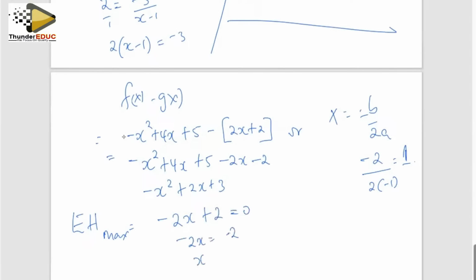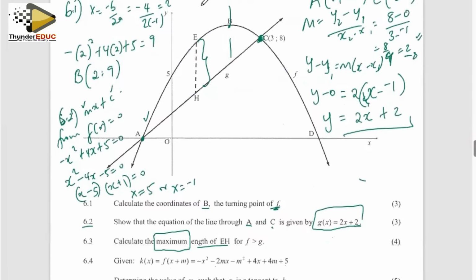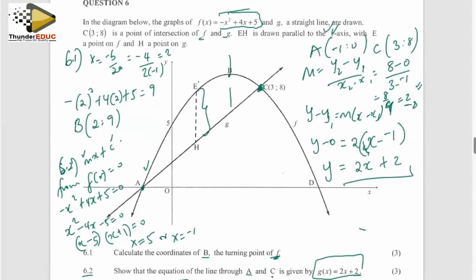Divide both sides by negative 2, so which means x is 1. Now, how many marks is it? Should be 5 marks this question. It's 4 marks, okay. So what we need to do is that the x value is the same at this point or via that line. So I need to get the y value at H, find the y value at E.